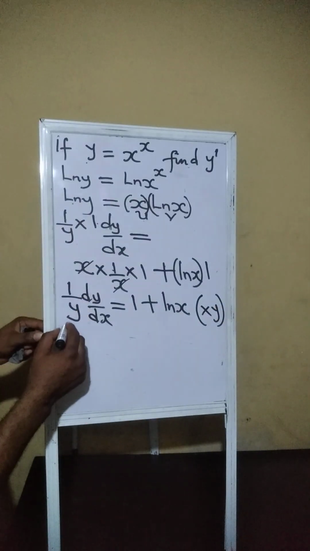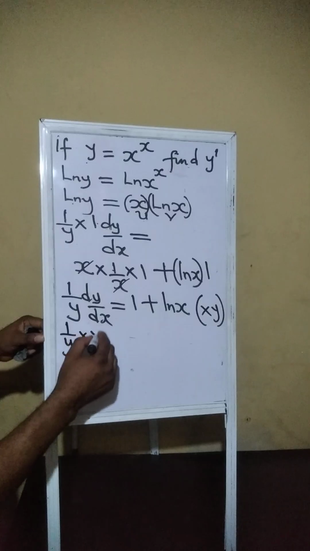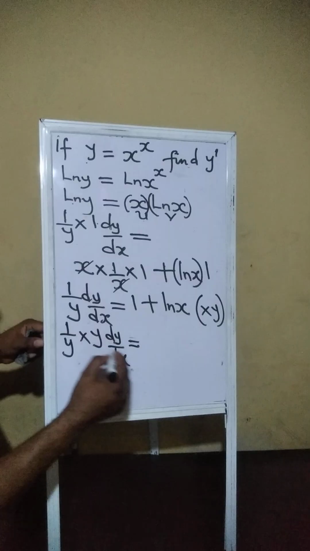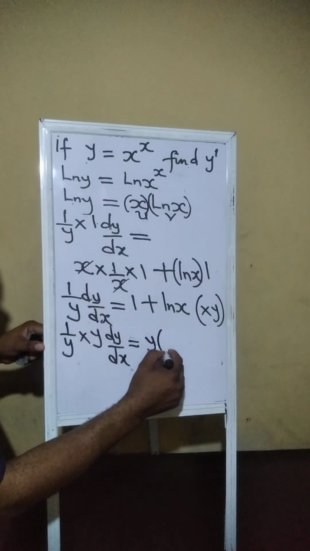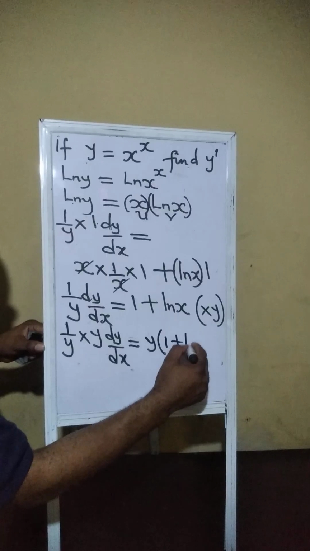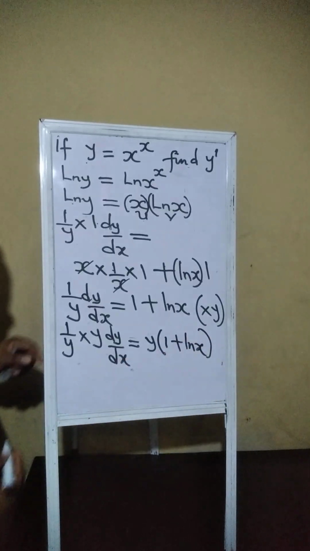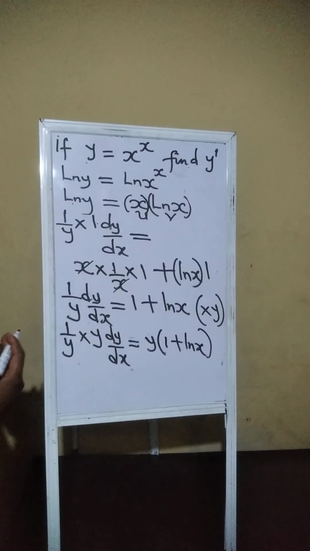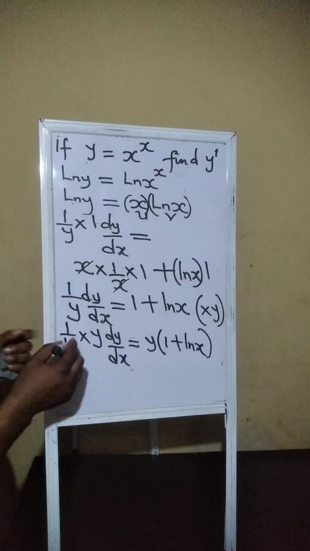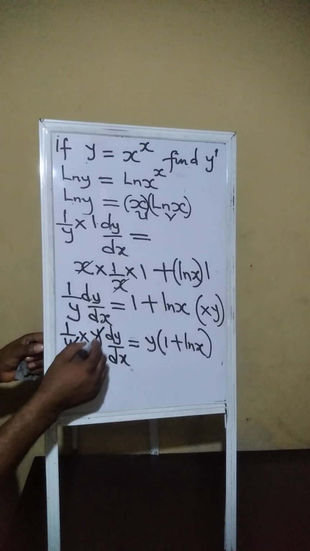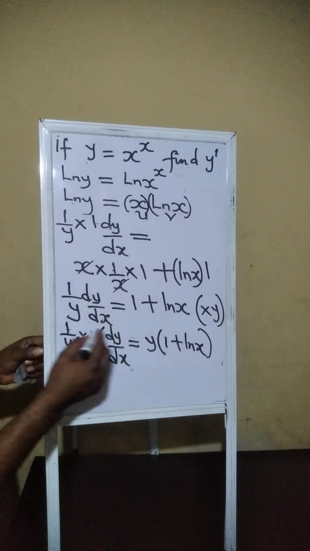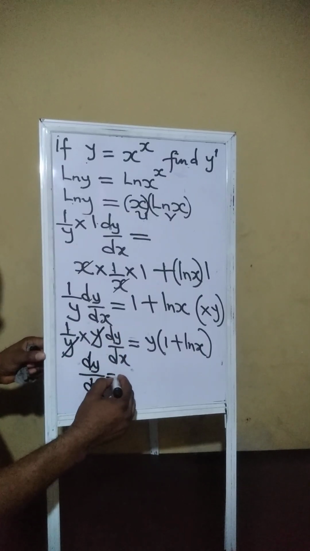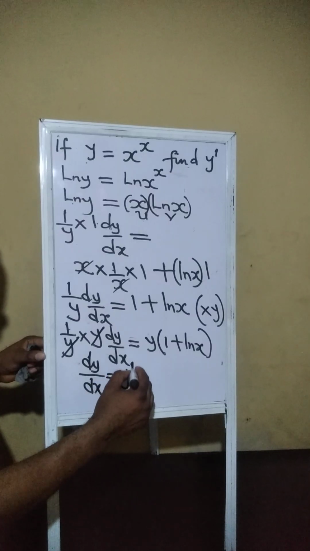So I will now say 1 over y times y, then dy all over dx. That is now equal to y, open bracket, 1 plus ln x, close the bracket. You can now agree with me that we have made dy/dx the subject of the formula. The y down here, we cancel the y up here. So 1 times dy/dx will give me dy all over dx, which is the same thing as y prime.